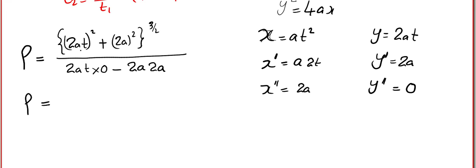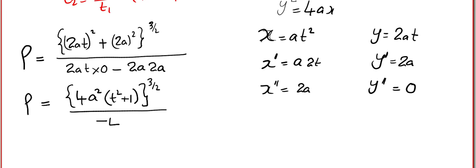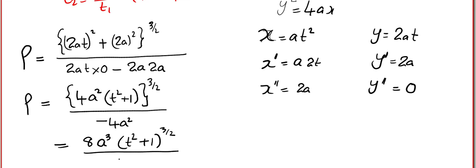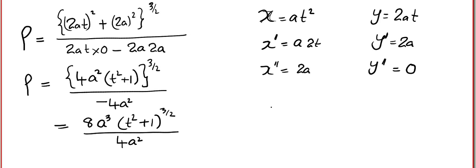So we get rho is equal to, here in the numerator I can see 4a square coming common, and then we have t square plus 1, the whole power 3 by 2, the whole divided by minus 4a square. So what will happen, this is 2 square, so we get 8a cube t square plus 1, the whole power 3 by 2, the whole divided by 4a square. Let's ignore that negative. I told you why that negative comes. And the negative shows the concavity and convexity of the curve, the bending, upward downward bending.